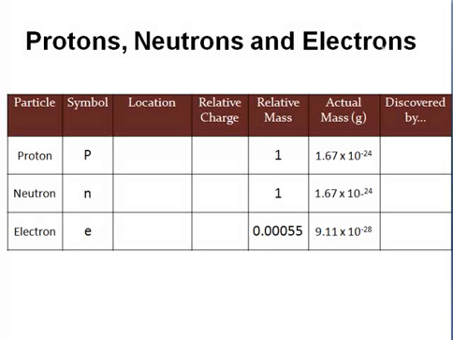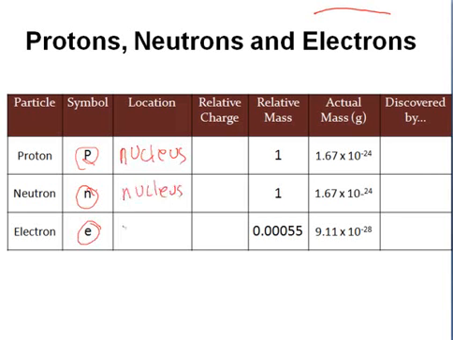Alright, so let's just talk about protons, neutrons, and electrons and some of their properties. The symbol that I will use to talk about protons is just P, N for neutrons, and E for electrons. Okay, so let's talk about where they're located. We know from the work that Rutherford did that the nucleus has a positive charge, so we know the proton is located in the nucleus. The neutron is also located in the nucleus, and the electron surrounds the nucleus, right?